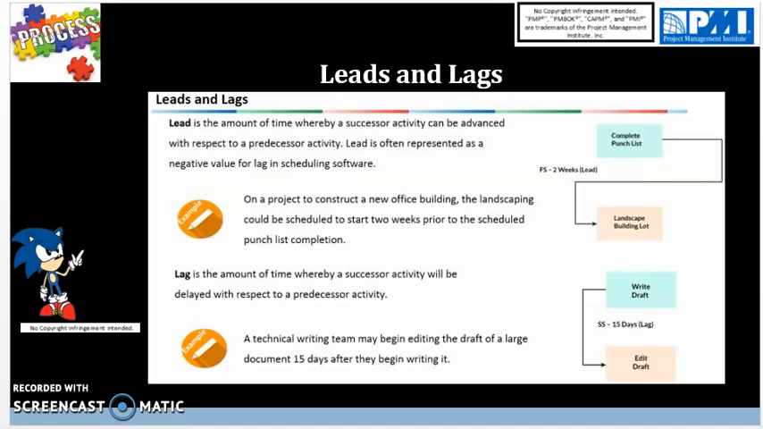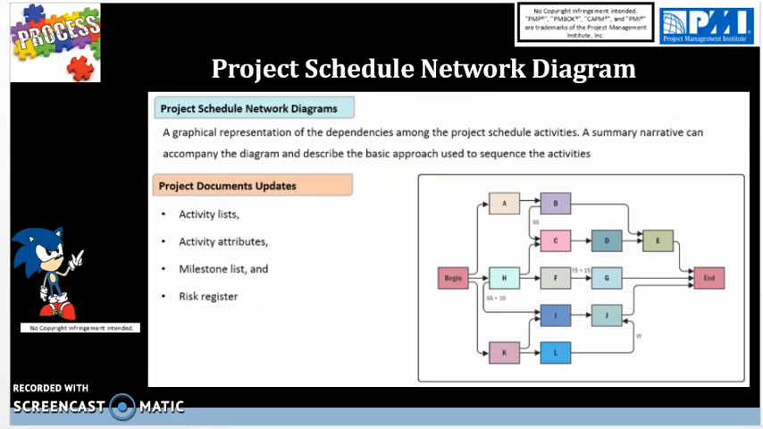Moving on, it is important to understand the output of this overall process for sequencing activities. Project schedule network diagram. As a wrap-up, it is a graphical representation of dependencies among the project schedule activities. It is a summary narrative and can accompany the diagram and describe the basic approach to use to sequence the activities. The other output for this process is project document updates. The activity list, activity attributes, and milestone list and risk registers are all updated. So that is the gist of this whole process.